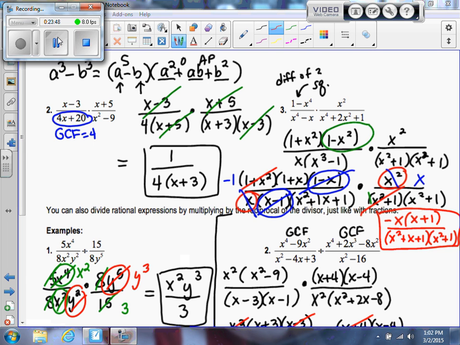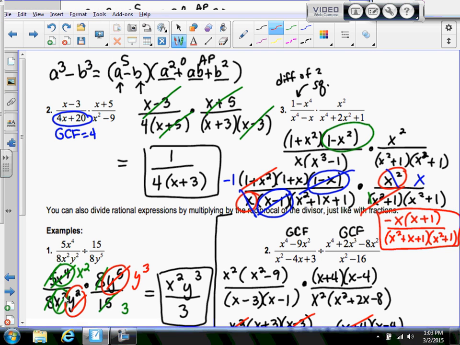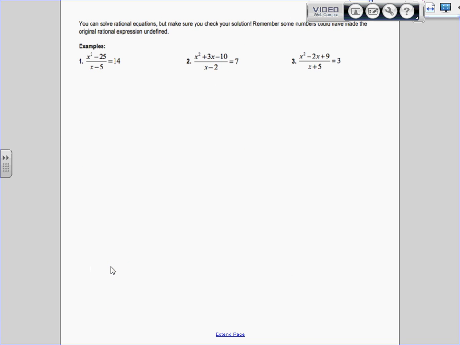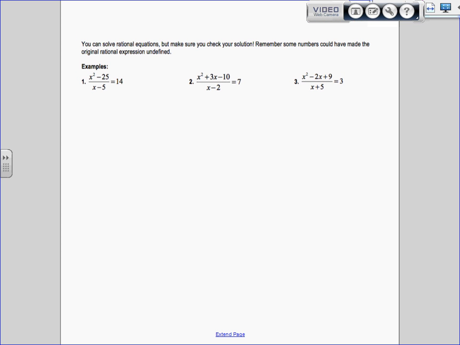So look at the crazy fractions within. All right, I guess we have not done crazy fractions within fractions yet. This is solving equations, right? So it says you can solve rational equations, but make sure you check your solution. Some numbers could have made the original expression undefined, so you could have extraneous solutions in these. So we're always going to check. And you want to make things as easy as possible. Don't make it harder than what it is, Alex.